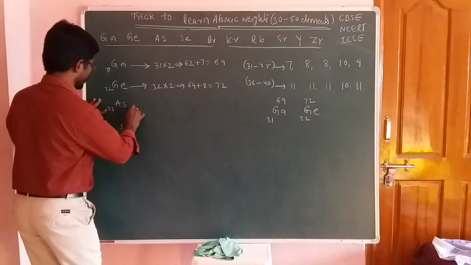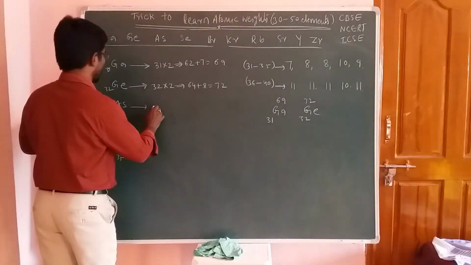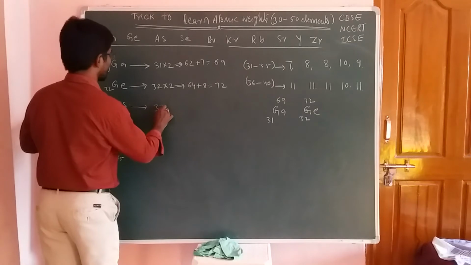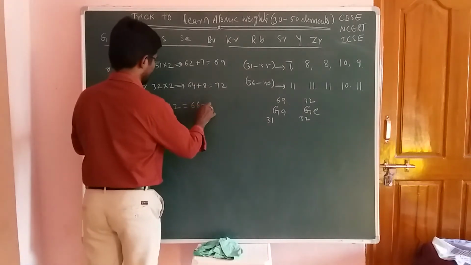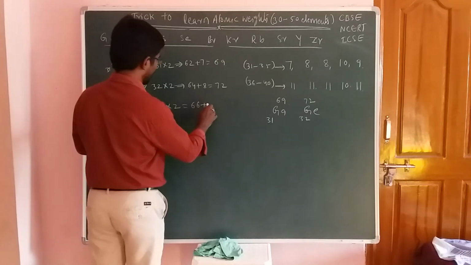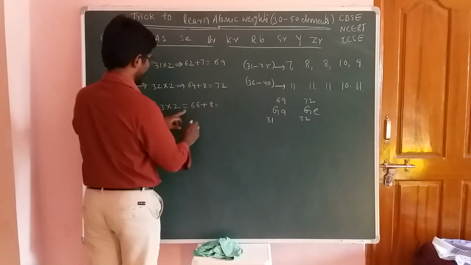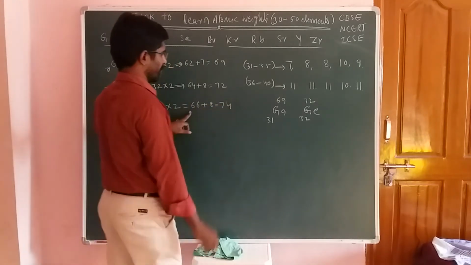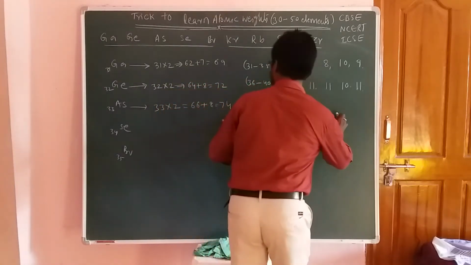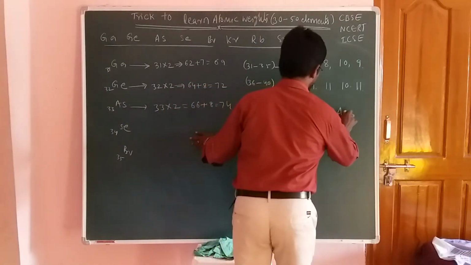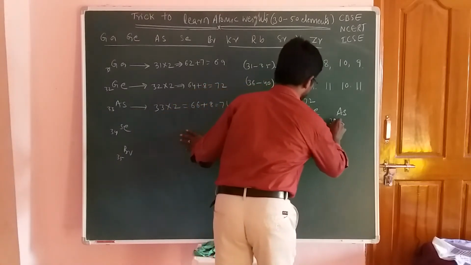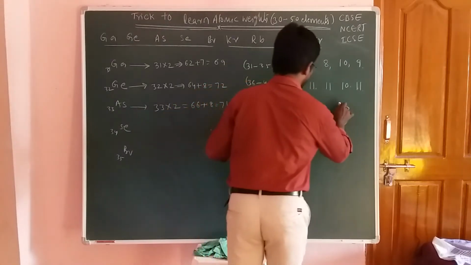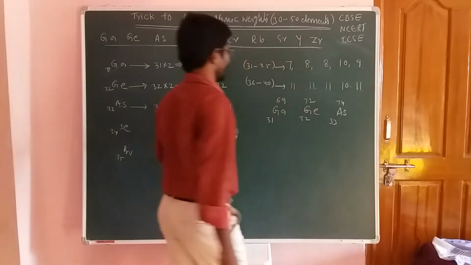And you come to the next one, arsenic. Okay students, 33 times 2 is 66, plus you should add 8, so that means 74. Arsenic, As, has atomic number 33 and atomic weight 74.